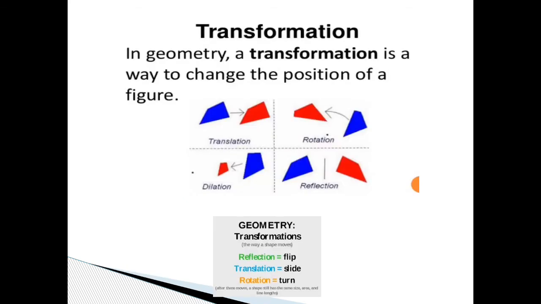In geometry, a transformation is a way to change the position of a figure. The transformations are reflection, which is to flip; translation, which is to slide or move from one point to another; and rotation, which is to turn. Dilation is to make something smaller or bigger.